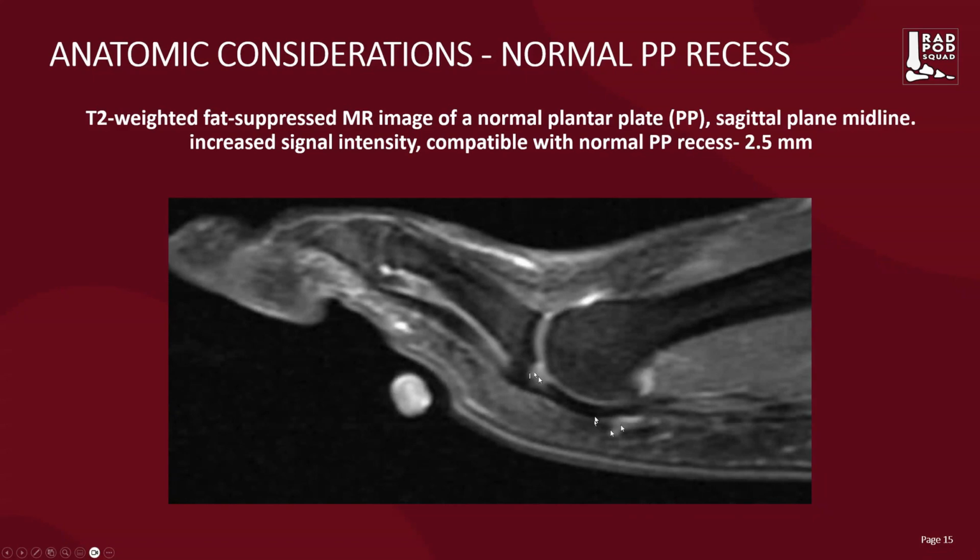So at the central aspect of the joint space, we have a normal recess that we can see from medial to lateral will seal up and become a formed attachment between the plantar plate and the proximal phalangeal base. But at the center aspect of the articulation, there is this normal recess that's usually on the order of 2.5 millimeters. And I'd like to show you now an example of a normal MRI of plantar plate imaging.